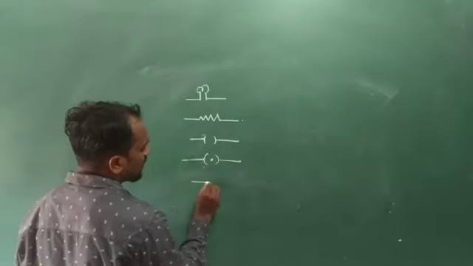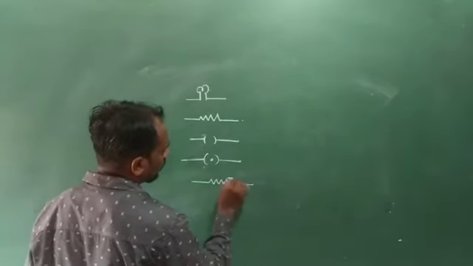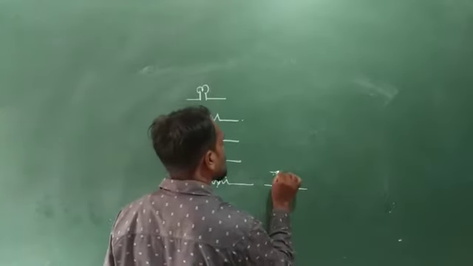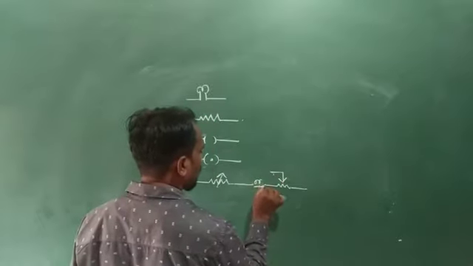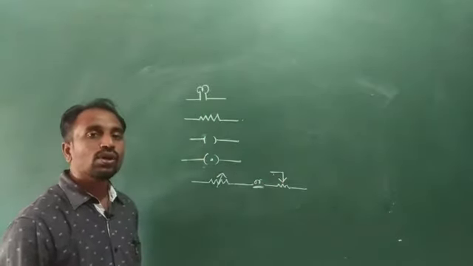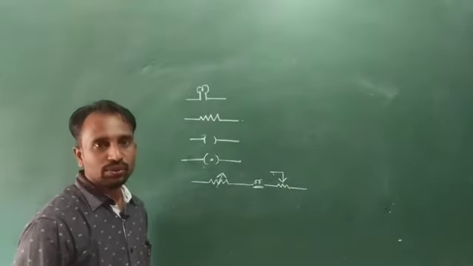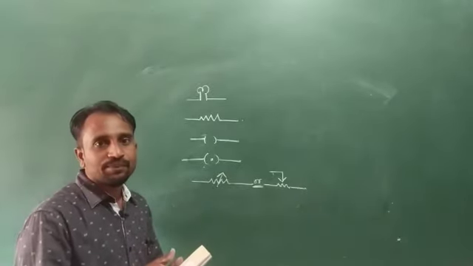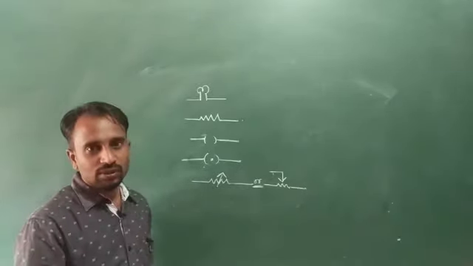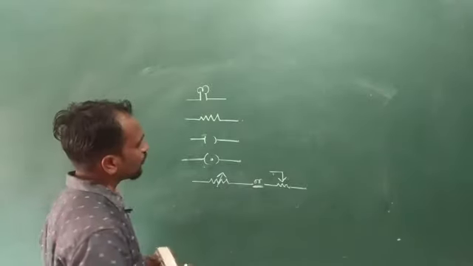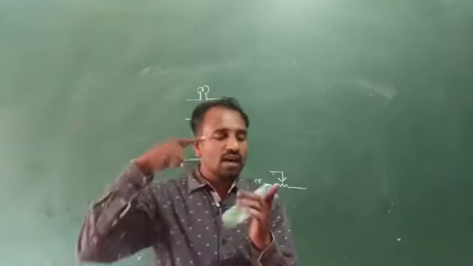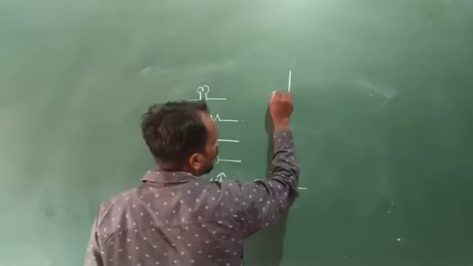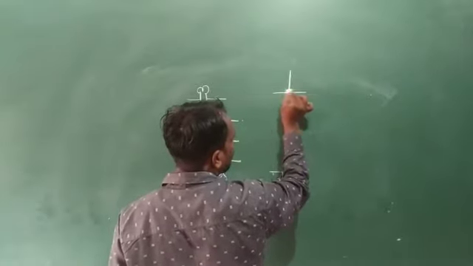Okay, and another one is a rheostat. Rheostat means it is a device to vary the resistance in a circuit. It means by using this rheostat, we can change the resistance in a circuit. So that is what we consider a rheostat. Okay, suppose two wires are connected to each other. Then here we consider the symbol for two wires connected to each other.